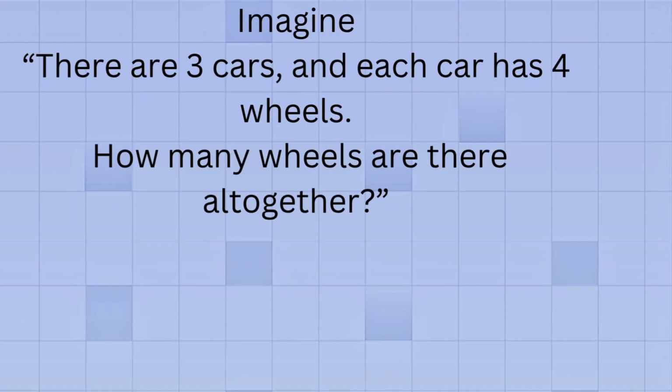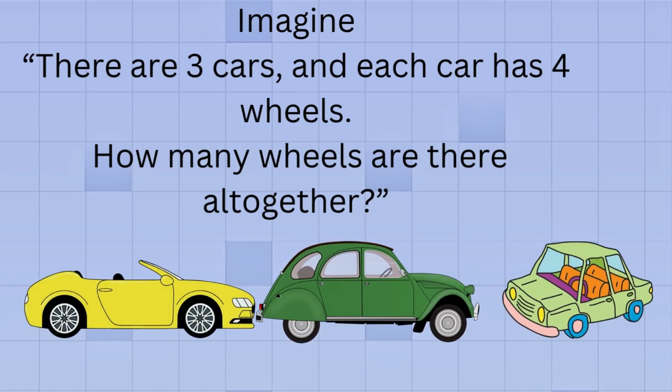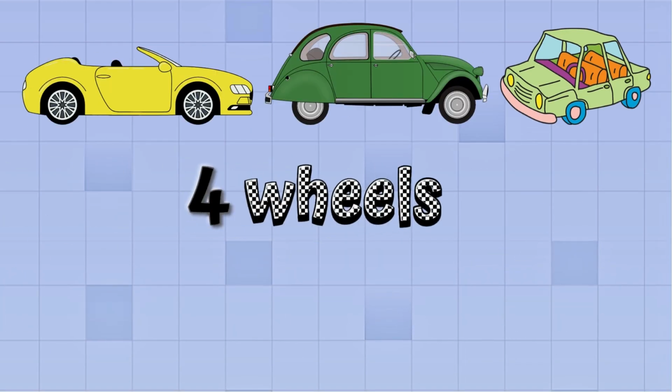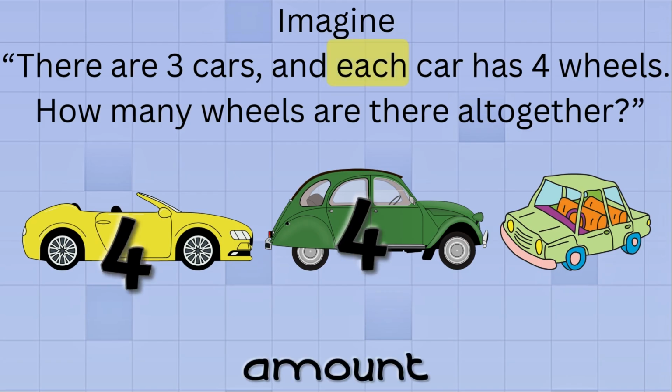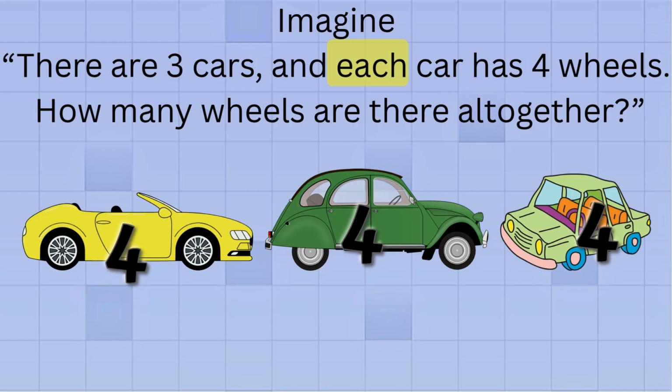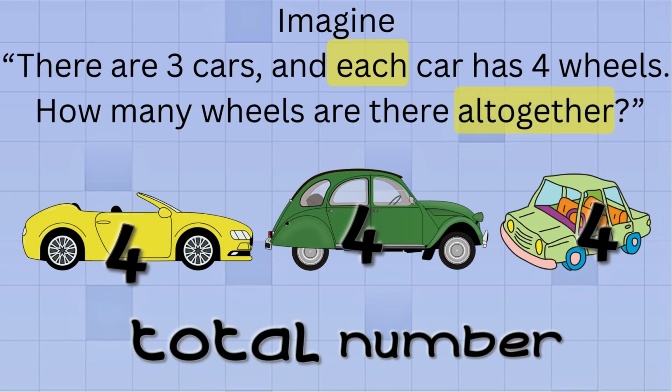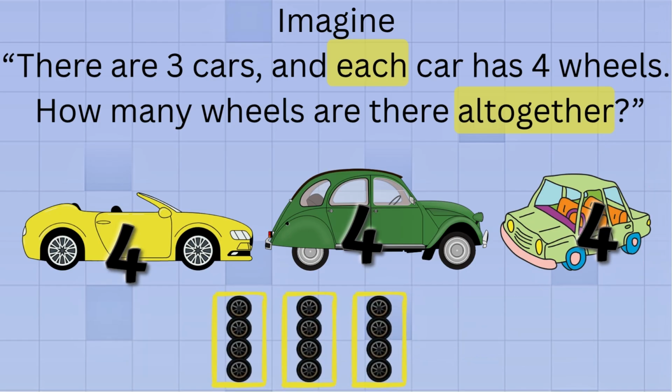Imagine, there are 3 cars, and each car has 4 wheels. How many wheels are there altogether? Now, to know what to do, we look at 2 important words. The word each tells us that every car has the same amount, which is 4 wheels. The word altogether means we need to find the total number of wheels for all the cars. That means we have 3 groups of 4.